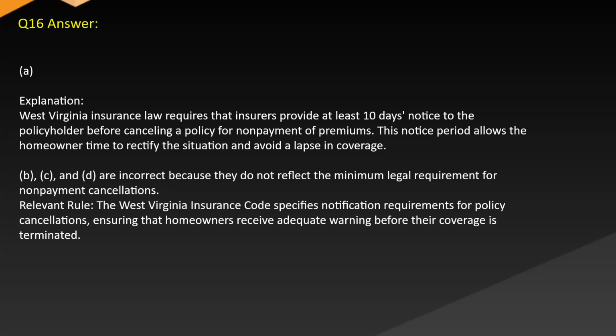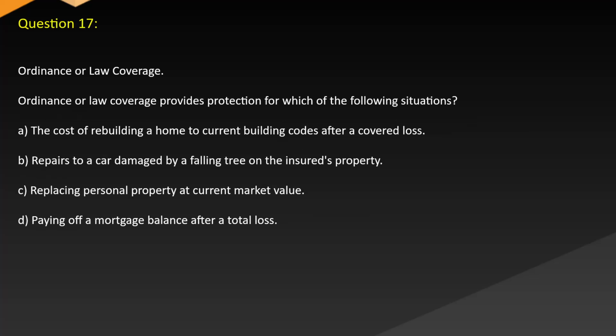their coverage is terminated. Question 17. Ordinance or law coverage. Ordinance or law coverage provides protection for which of the following situations: A. The cost of rebuilding a home to current building codes after a covered loss. B. Repairs to a car damaged by a falling tree on the insured's property. C. Replacing personal property at current market value. D. Paying off a mortgage balance after a total loss.